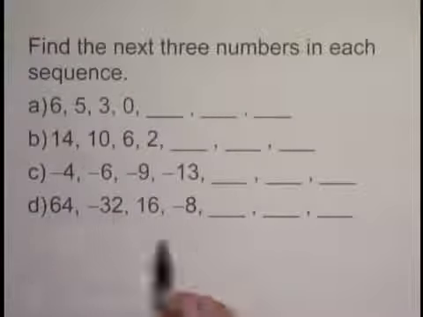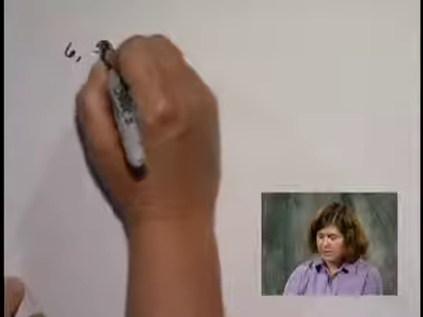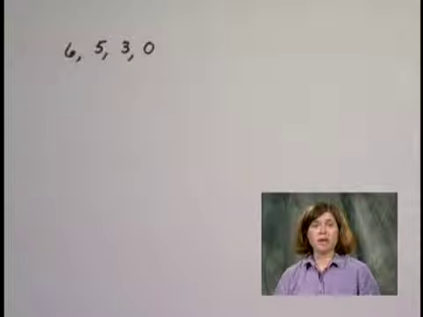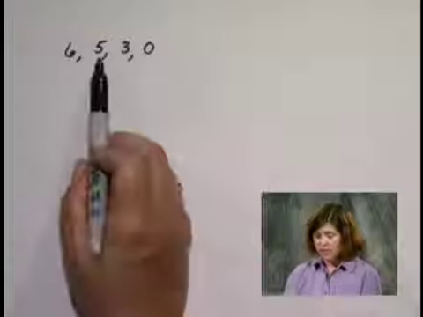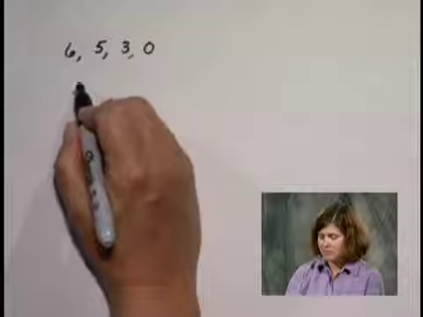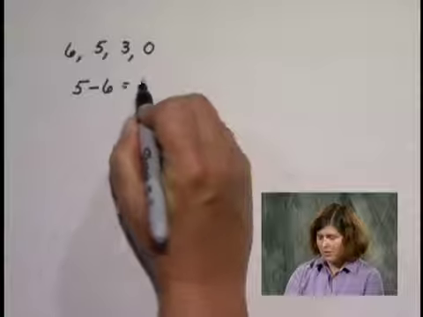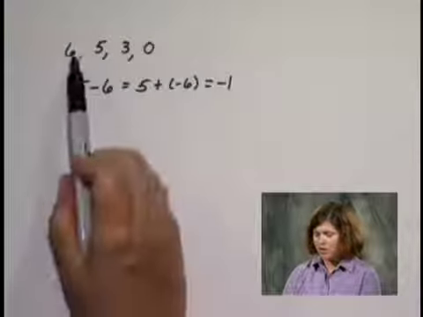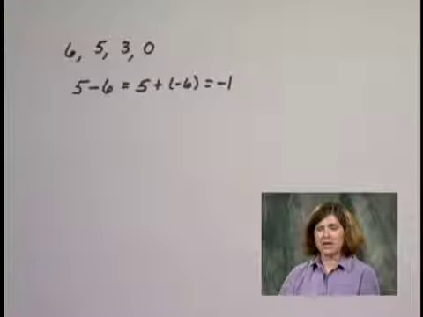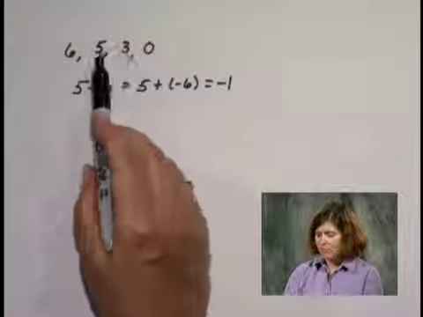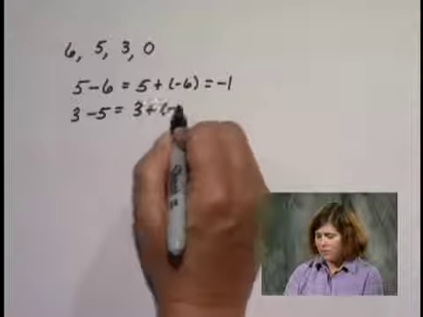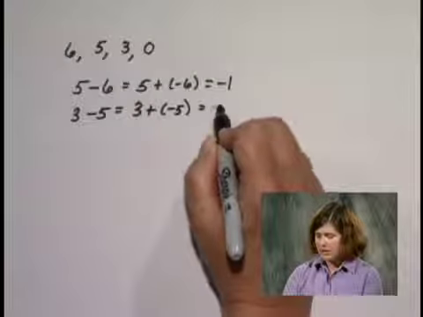We can subtract, let me write this here, 6, 5, 3, 0. We might think perhaps that they go down by the same amount each time. So we could subtract usually the second one minus the first one. 5 minus 6, well, that's 5 plus negative 6, and that's negative 1. So it went from 6 to 5, it changed by negative 1. What about from 5 to 3? Well, 3 minus 5 is 3 plus negative 5, which is negative 2.